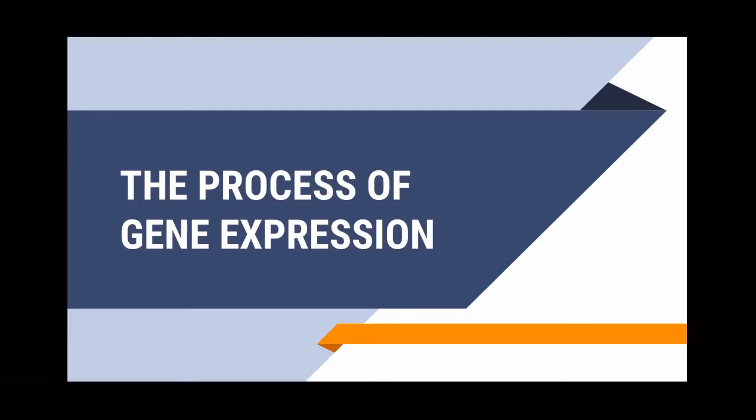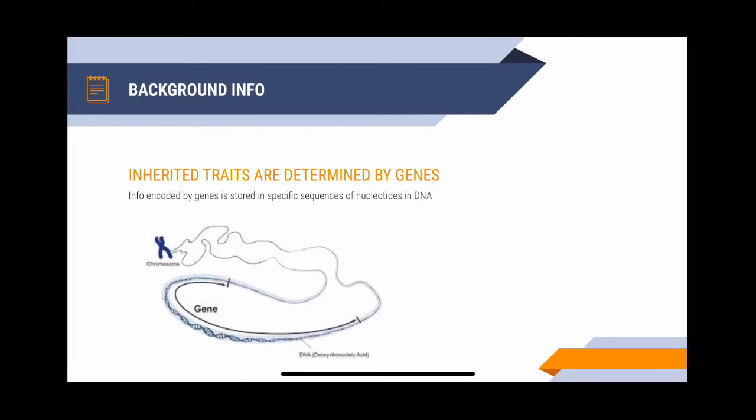In this video, I will break down gene expression and how genes result in unique proteins. Inherited traits are determined by genes, and the information encoded by genes is stored in a specific sequence of nucleotides in DNA. These are expressed through the synthesis of proteins and other RNA molecules involved in protein synthesis.